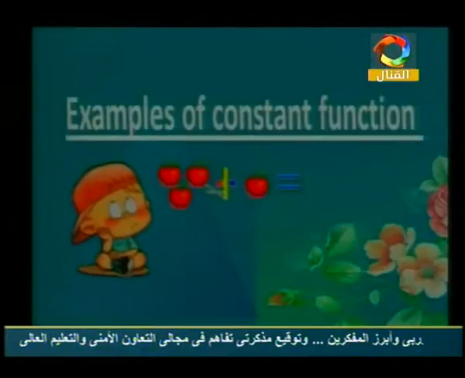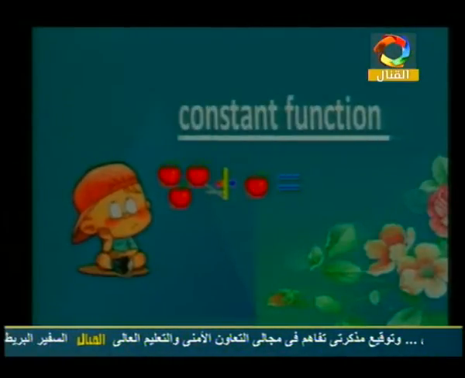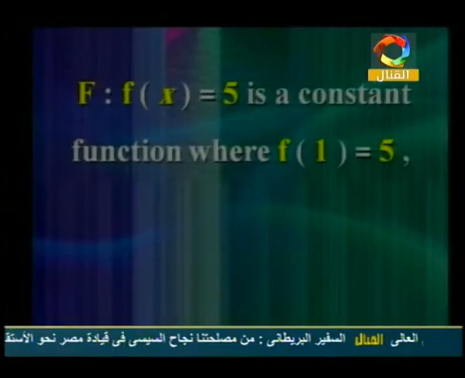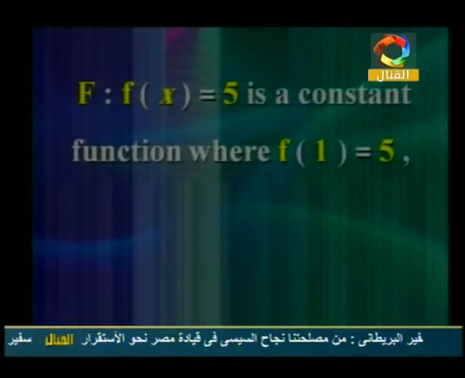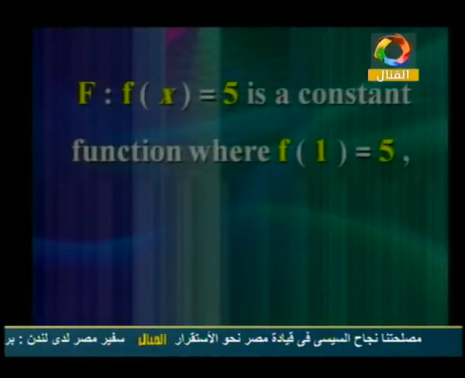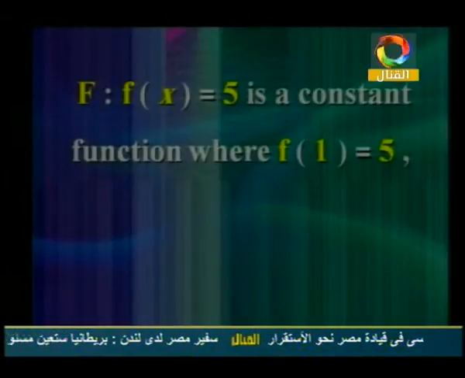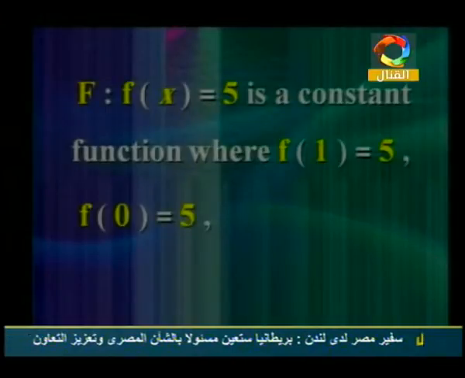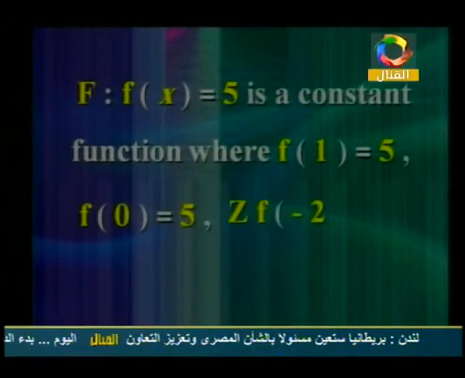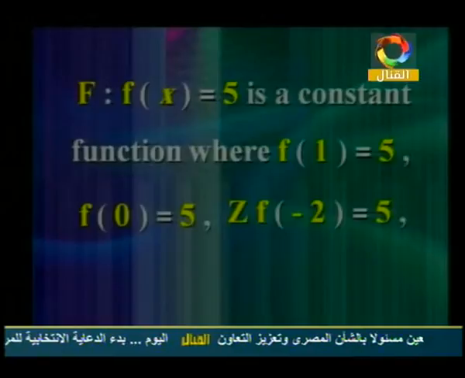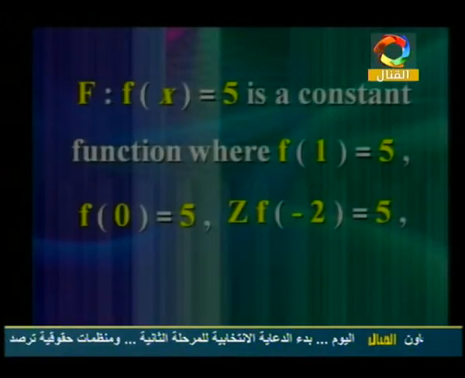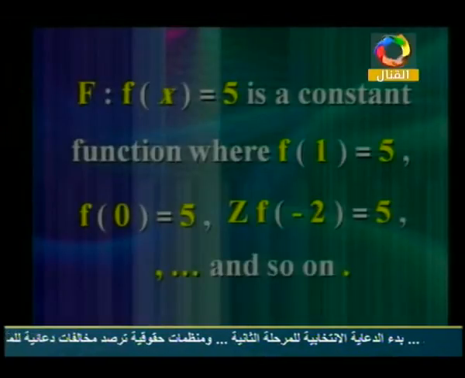Examples of constant function. Function of x equals 5 is a constant function, where f of 1 equals 5, f of 0 equals 5, f of negative 2 equals 5, and so on.